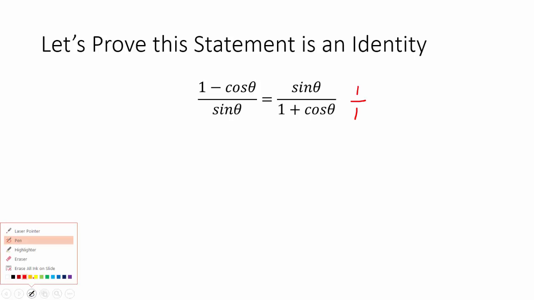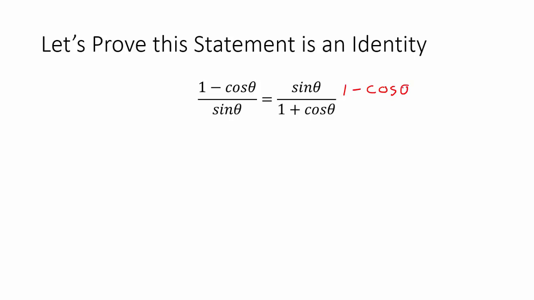So I want to multiply by 1, but in a clever way. I'm going to multiply by this version of 1: 1 minus cosine theta over 1 minus cosine theta. First notice that 1 minus cosine theta over 1 minus cosine theta is 1, so I'm not changing the right-hand side of the equation. But why did I choose this version of 1? Because 1 minus cosine theta is the conjugate of 1 plus cosine of theta.